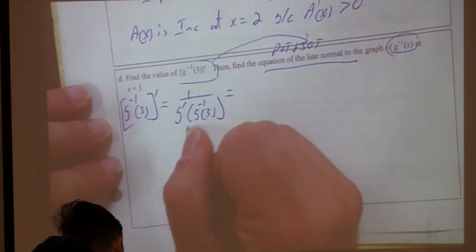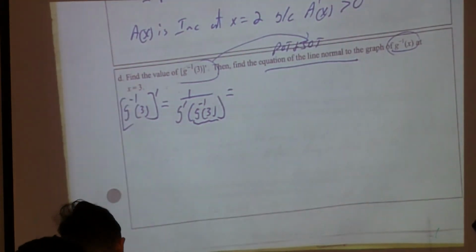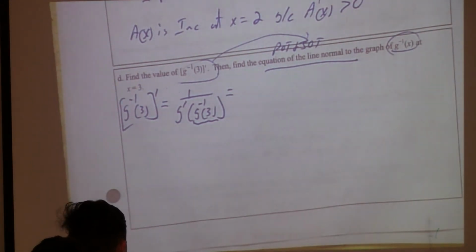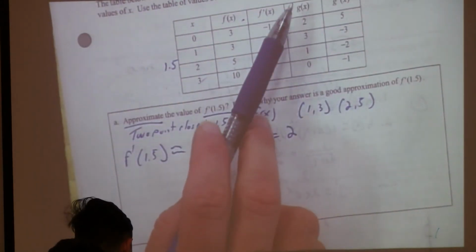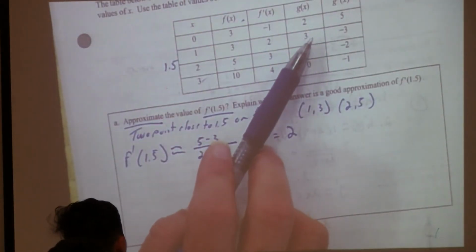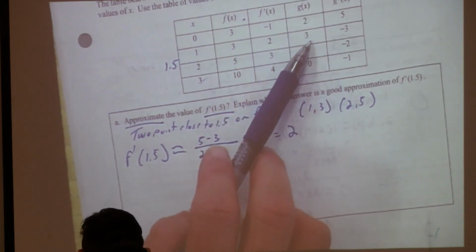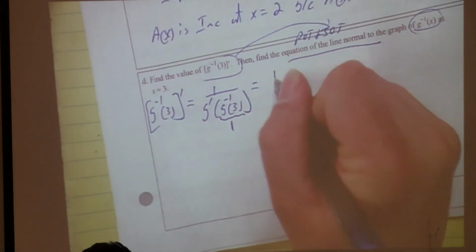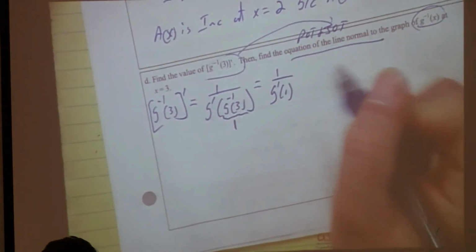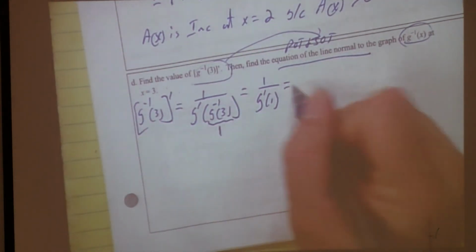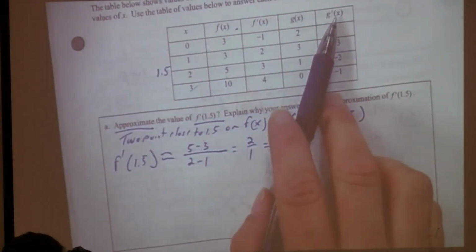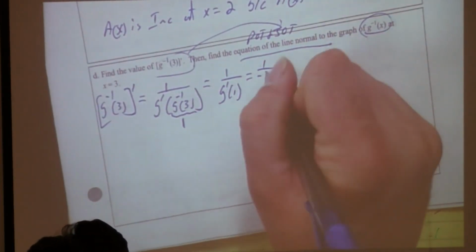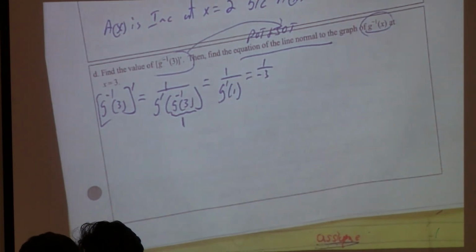Okay, so I need to go to my table and figure out g inverse of 3. How am I going to do that? Switch the values. So I need to look at g, and find out when g is equal to 3. When is g going to equal 3? At 1, right? So I can replace this with a 1, and now I'm trying to find 1 over g prime of 1. What was g prime of 1? Negative 3. So g prime of 1 is negative 3, so here we get 1 over negative 3. Are we good?